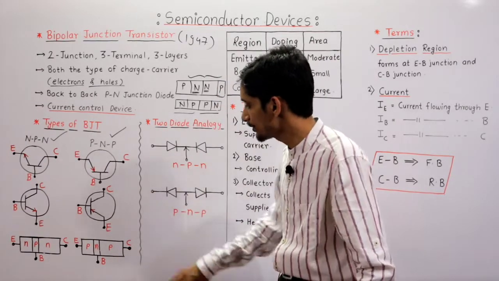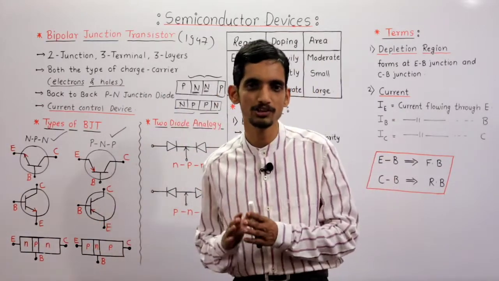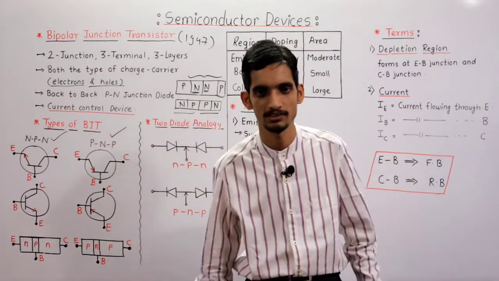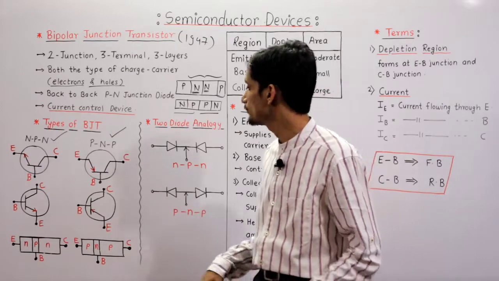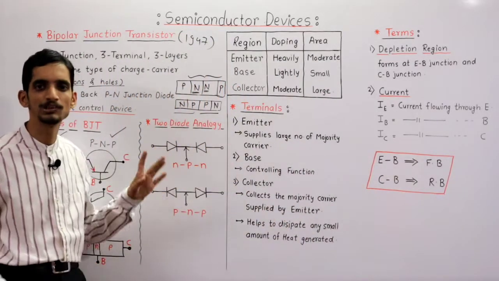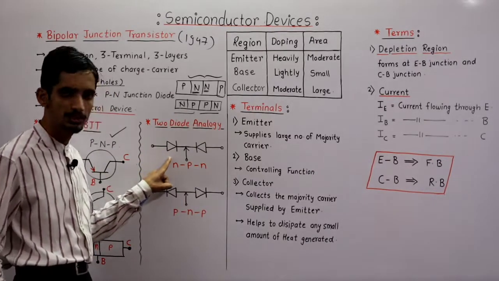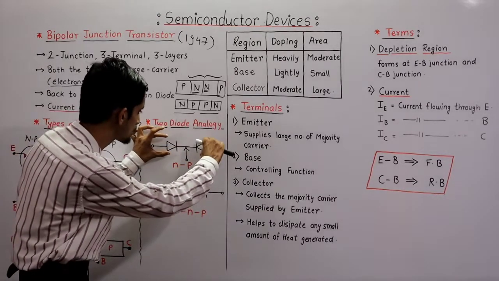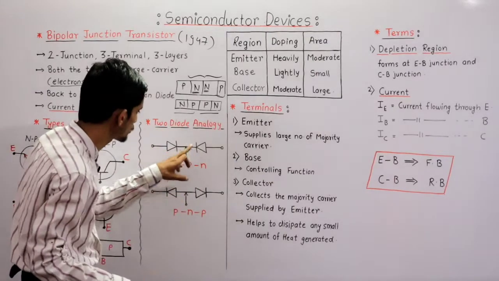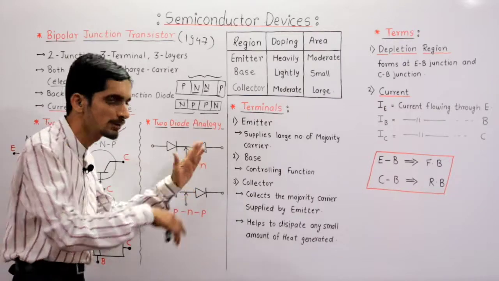Okay. So in terms of area, the area is more in the collector than in the base. Now this is the two diode analogy of BJTs. What does the two diode analogy mean? This is one diode, this is another diode. When these two diodes are connected together in such a manner that the cathodes of the two diodes are connected at a common point, then it forms a transistor.